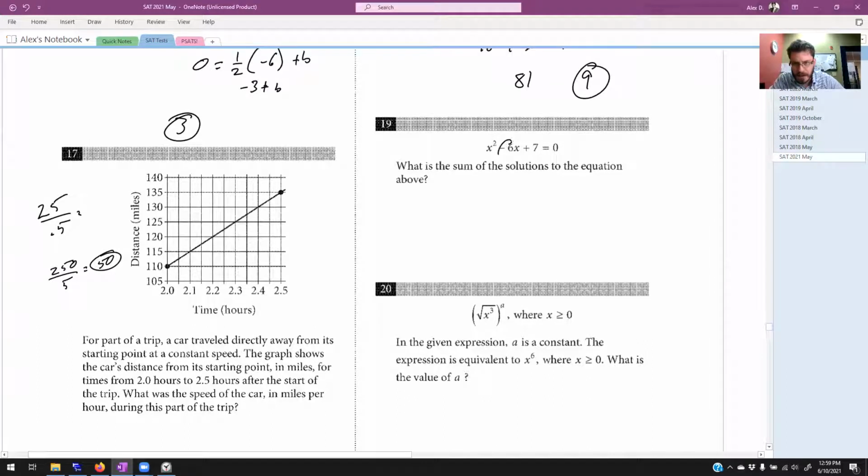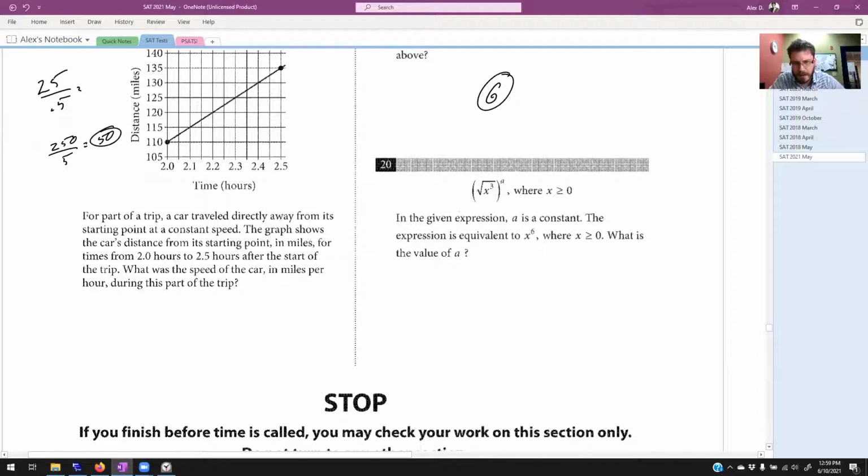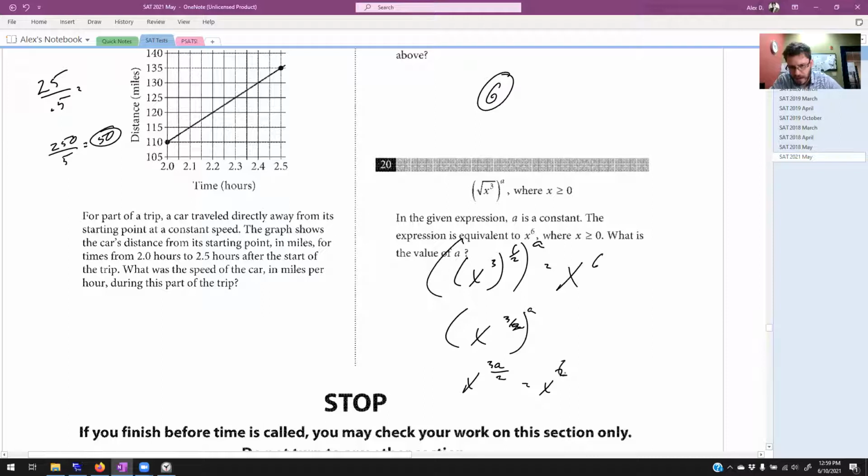Sum of the solutions, it's the opposite of this number. What is the value of A? So that is x cubed to the 1/2 to the A, and they say this is equal to x to the 6th, so that is x to the 3/2 to the A, or x to the 3a over 2 equals x to the 6th. So 3a over 2 equals 6. That is a equals 4.